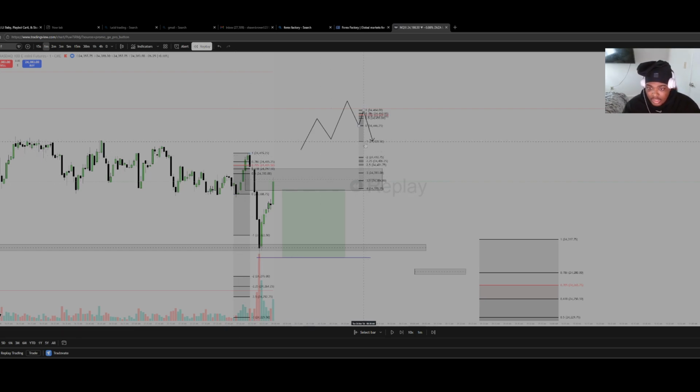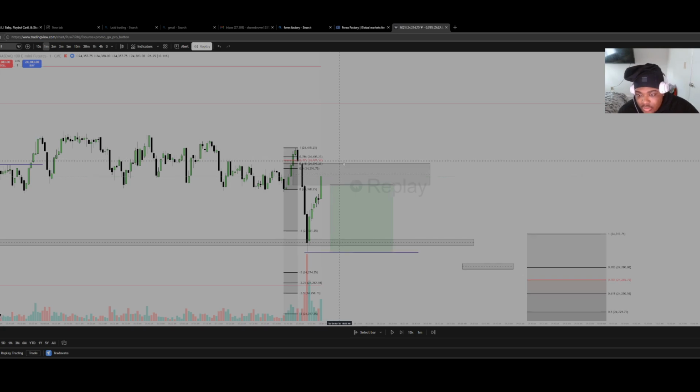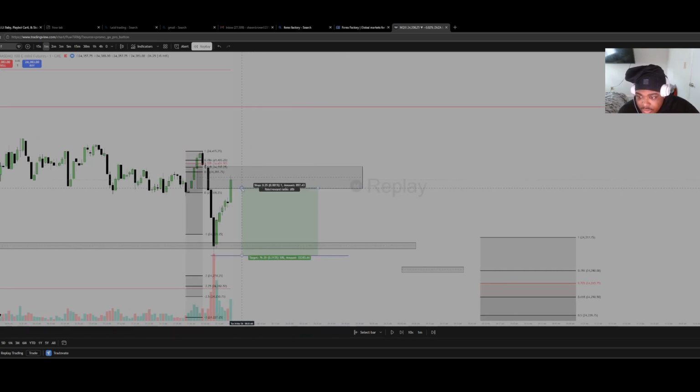All right, so after we see that happen, I'm looking for a pullback to the 0.5 range. I'm looking to take a trade off that range as well, right? I could have went right here, took one off this one, but I would use the manipulation leg first, because usually that one works 9 times out of 10. Right, so as I'm waiting, my entry was right here, right? Let me see if I can move it for you.